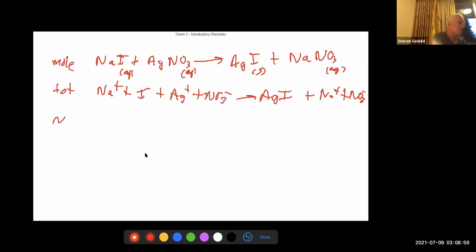And now you want your net ionic equation. Net ionic equation means we remove the spectator ions. So we've got Na plus on both sides, NO3 minus on both sides. Our net equation is I minus plus Ag plus goes to AgI, solid. That's the net ionic equation. You've got to write those three for your midterm: the molecular, the total, and the net, and be able to identify spectator ions.